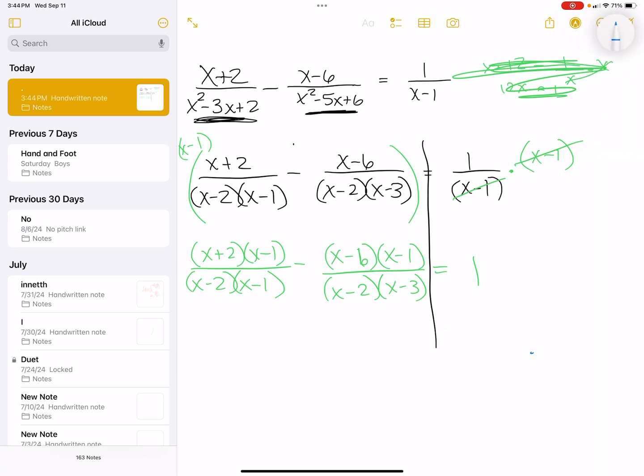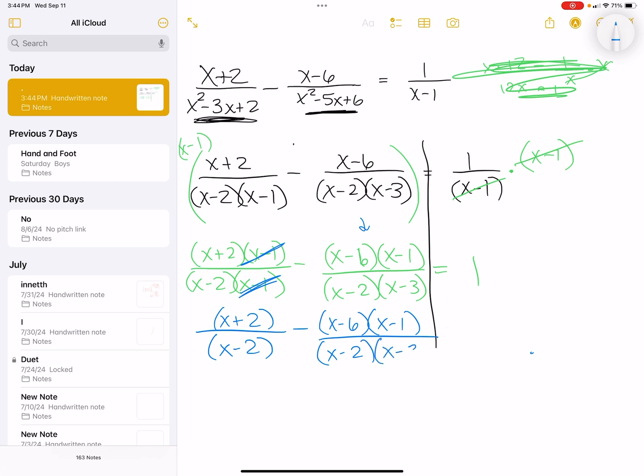So now I just noticed that this has an (x - 1) and an (x - 1), so that cancels. Nothing on this side can cancel out top and bottom. But if we can keep this in factored form for a little bit, we can solve it a little bit easier. So now I have (x + 2) over (x - 2) minus (x - 6)(x - 1) over (x - 2)(x - 3) equals 1.